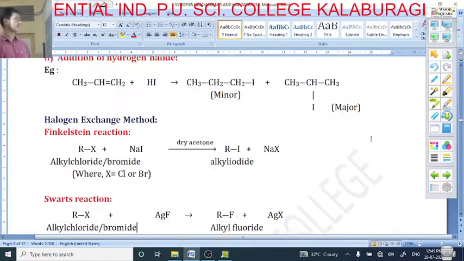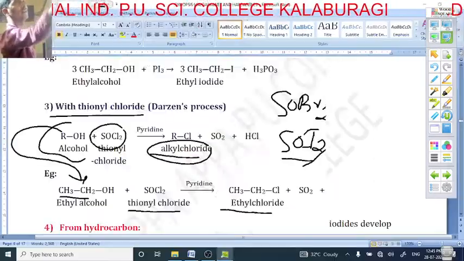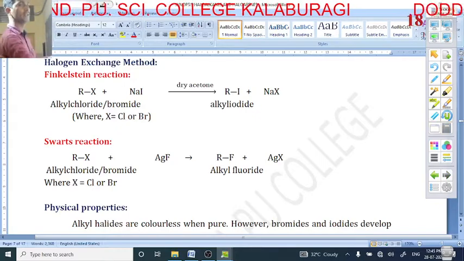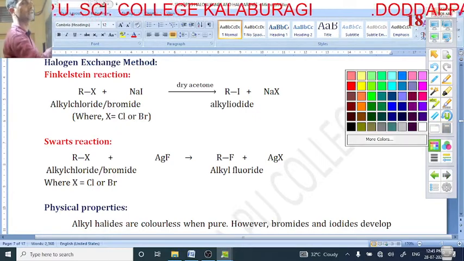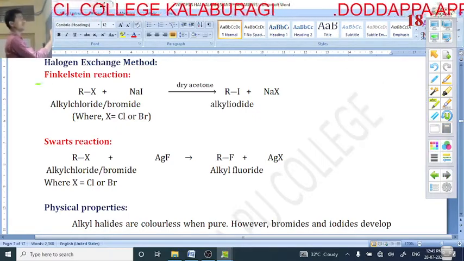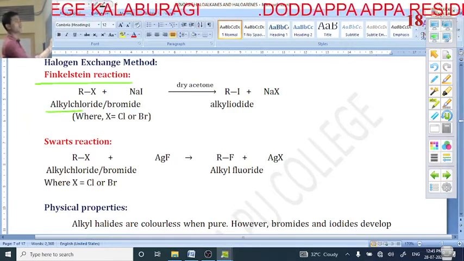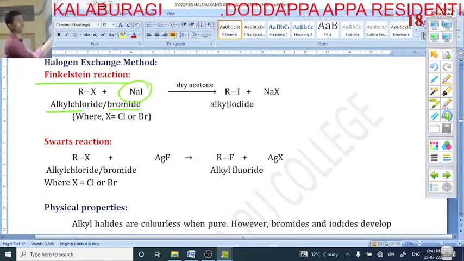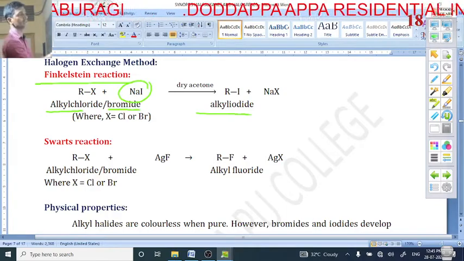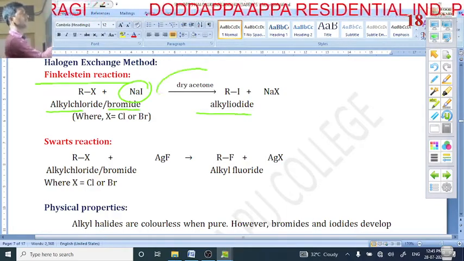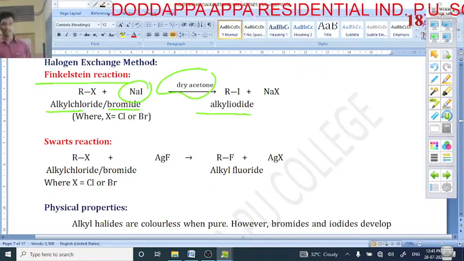Next, very important, is the halogen exchange method. In this halogen exchange method, the very important reaction is the Finkelstein reaction. What is the Finkelstein reaction? Alkyl chloride or bromide reacts with sodium iodide, and it gives alkyl iodide in the presence of dry acetone. It is called the Finkelstein reaction.